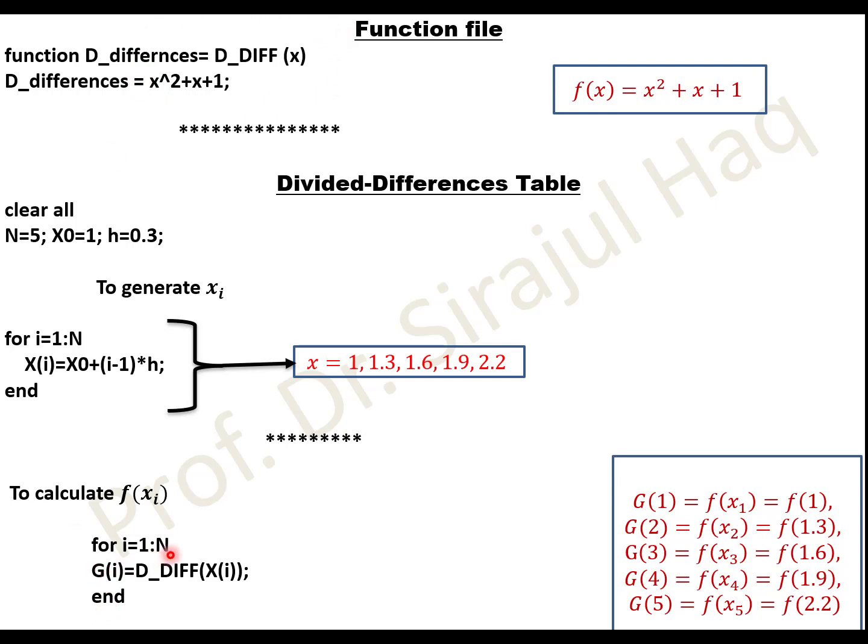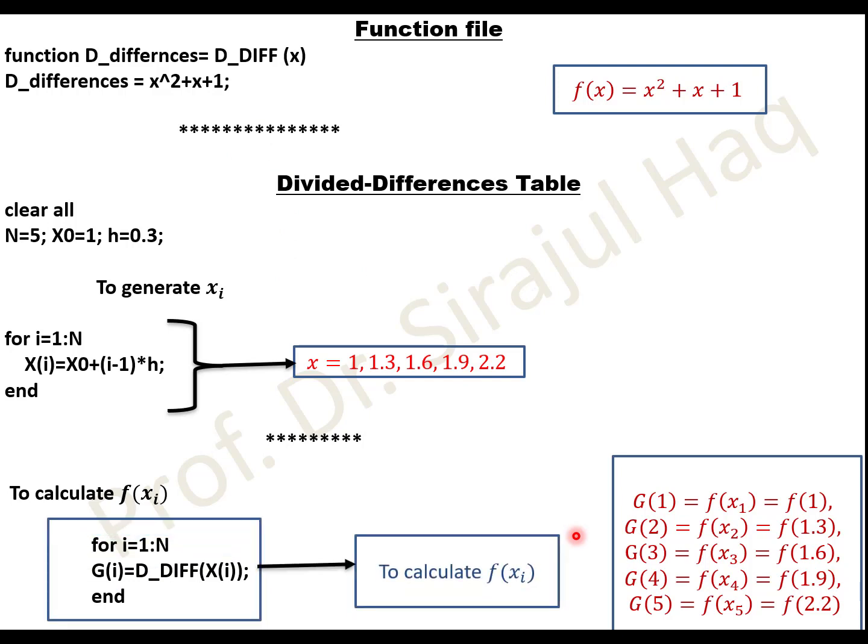And finally, when n is equal to 5, G5 will send x5. x5 is 2.2 to this function file and we will get the value from there and store it in G5. And G5 will be f of 2.2. So this small loop generates the values of the function at the data points. I think it's very clear.